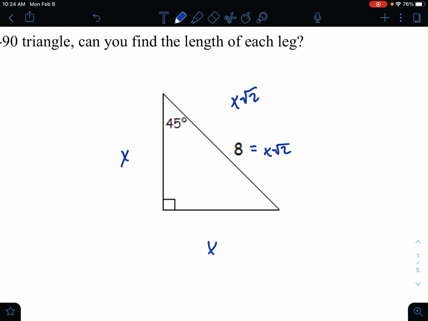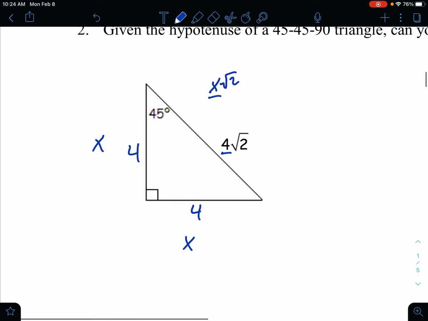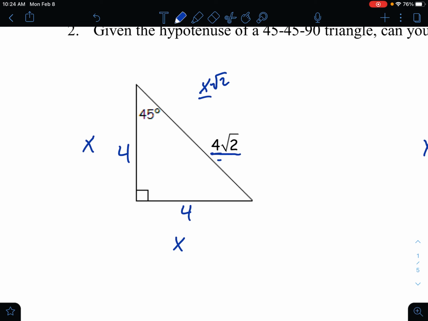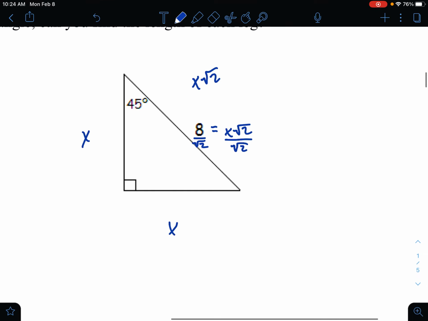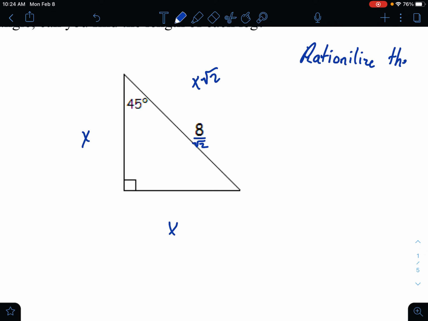So what we're going to do there is divide both sides by square root 2. Really, you're doing that in this other example here, right? But 4 square root 2 over square root 2, these just cancel and you're left with 4. So let's just do that here. If we do 8 over square root 2, well, how the heck do you divide that? This is what we call rationalizing the denominator. We've practiced this. You did this in Algebra 1. We practiced this to start the unit.